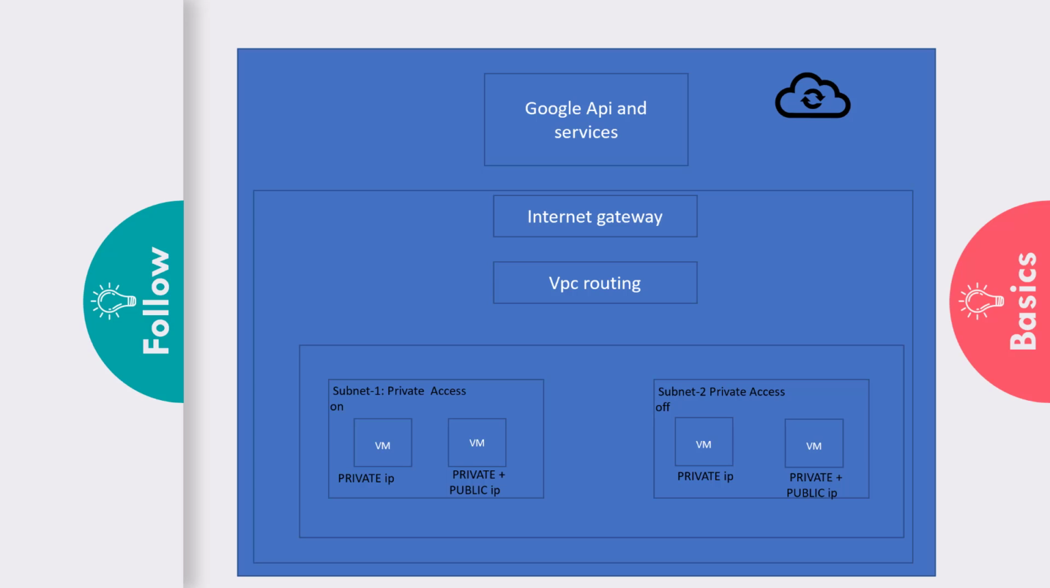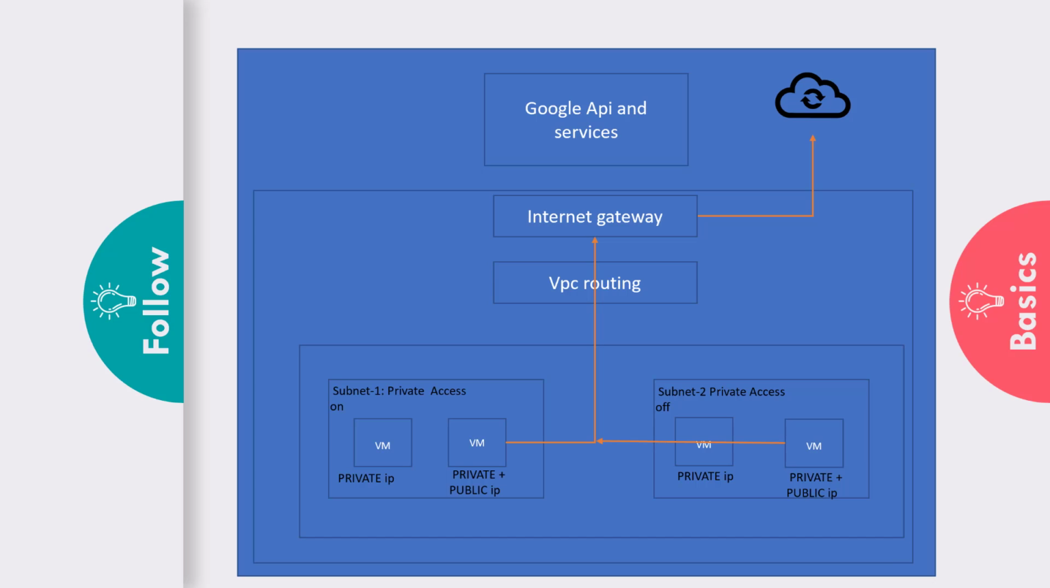So if a virtual machine is trying to access any of the Google APIs or services, let's see how the scenarios pan out. If the virtual machines have a public IP address, then they can access those Google APIs directly via the internet. So there is no issue with that.